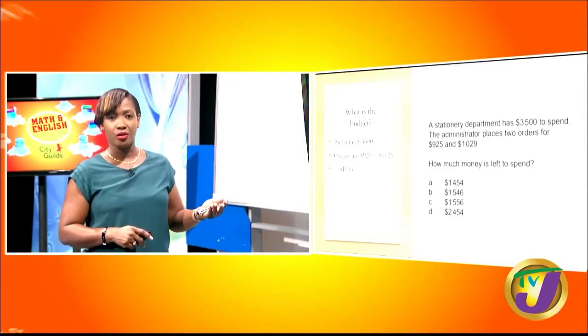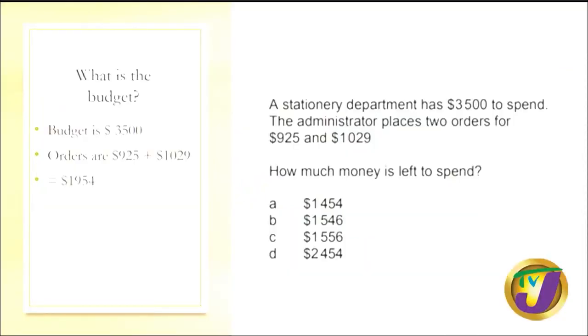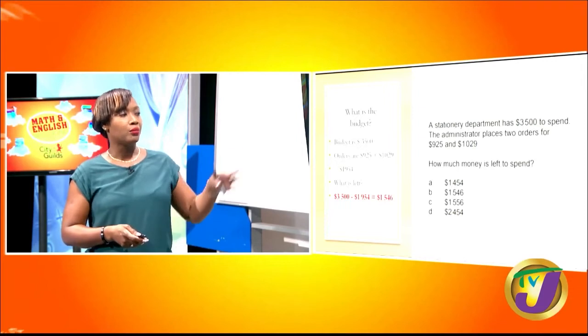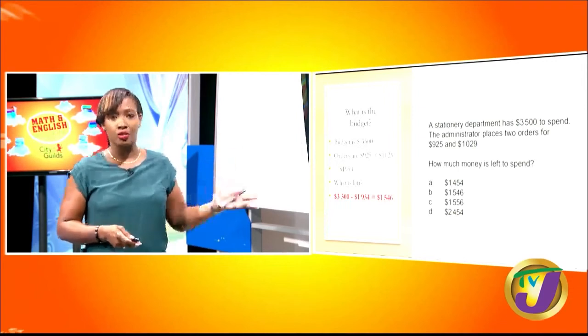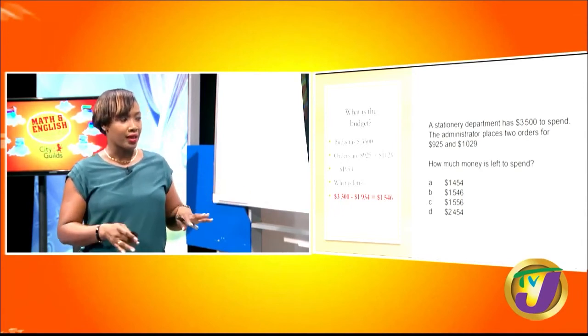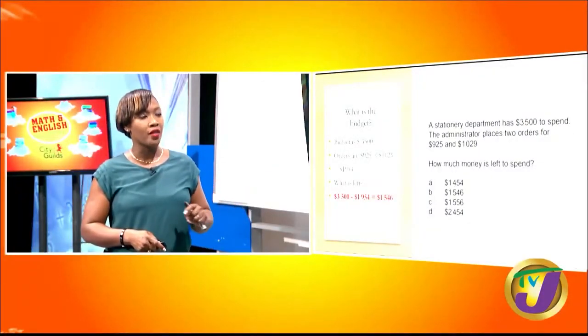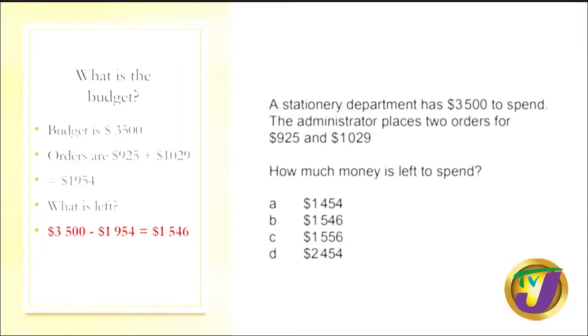Clearly, you're going to combine those two orders to tell you how much you've spent so far. You've spent $1,954. How much is left to spend? What are you going to do? You're going to subtract what you spent from what you originally had. All right, so this particular question called for both addition and subtraction. So this is two operations in the one question. But I know you can do it, and I know that you're paying attention to everything that's happening, and the exam is going to be a breeze for you. So your answer is $1,546, and that would be option B for this particular question.